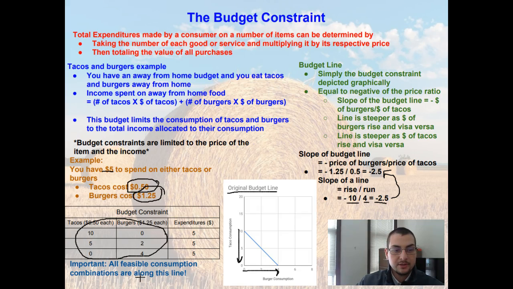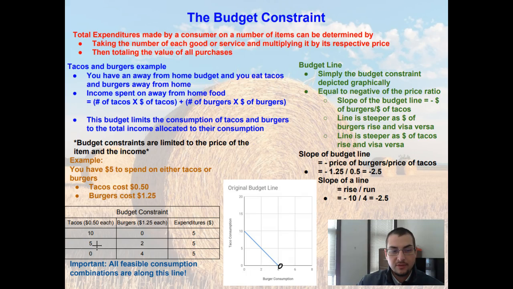So here's an important aspect. All of the feasible consumption combinations are along this line. Here's that point 1, where there is 0 hamburger consumption and 10 tacos being consumed. Here's that last point where there are 4 hamburgers being consumed and no tacos. Then we had this point right here where we have 5 tacos being consumed and 2 hamburgers. And any point along this budget line is a feasible combination of basically using up our budget.